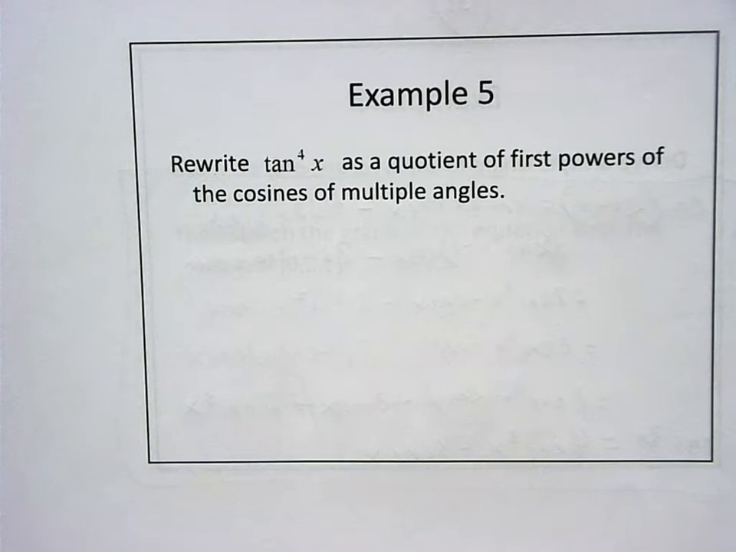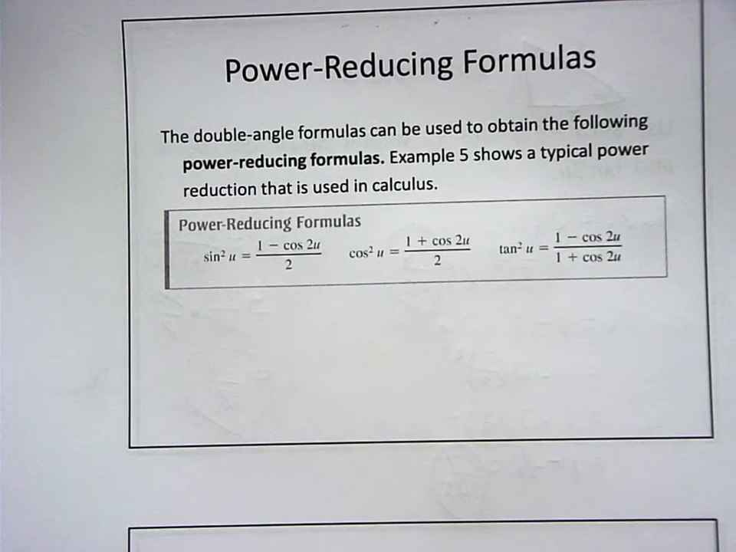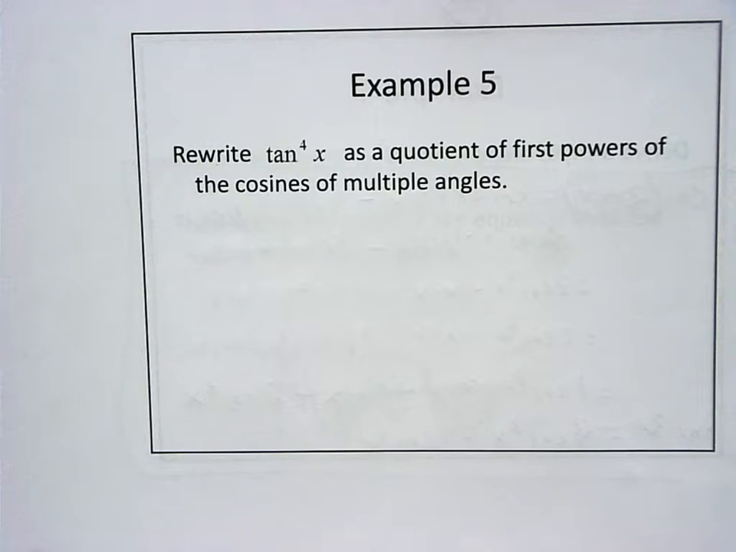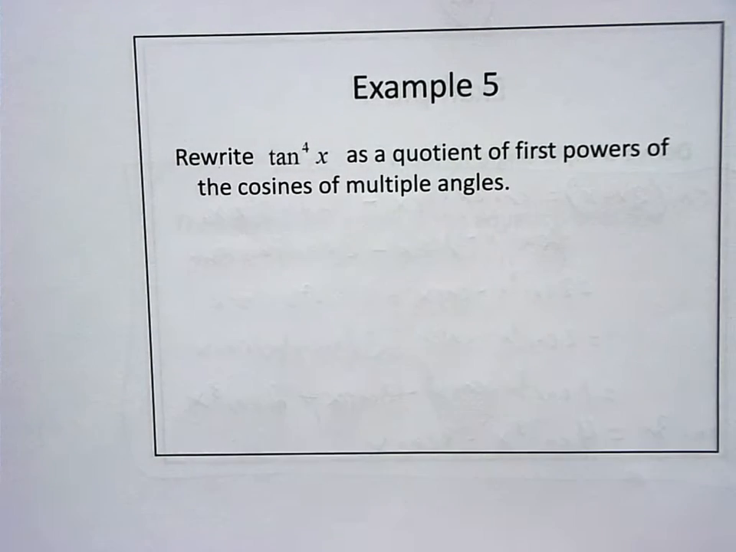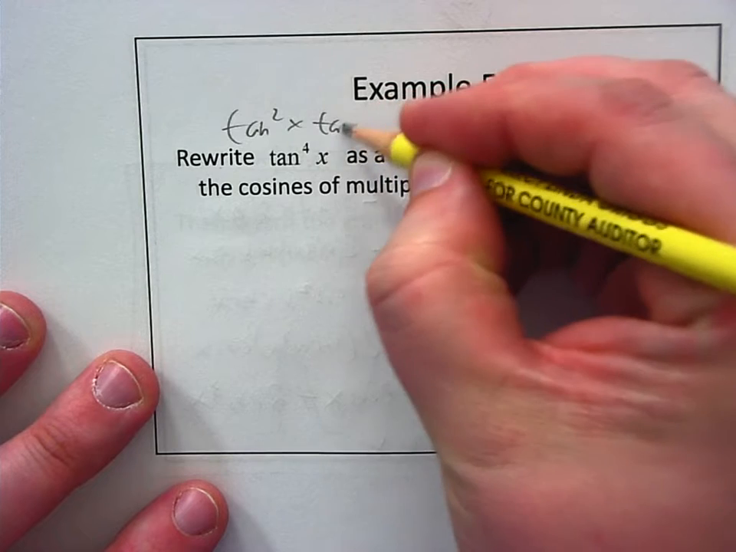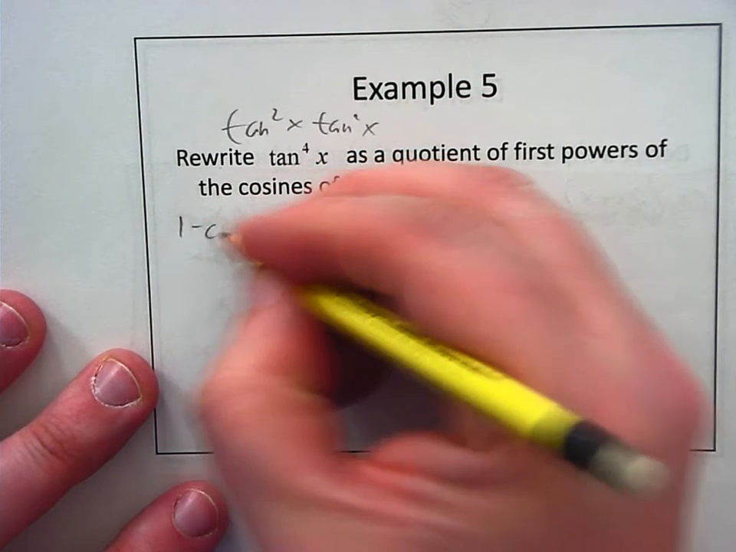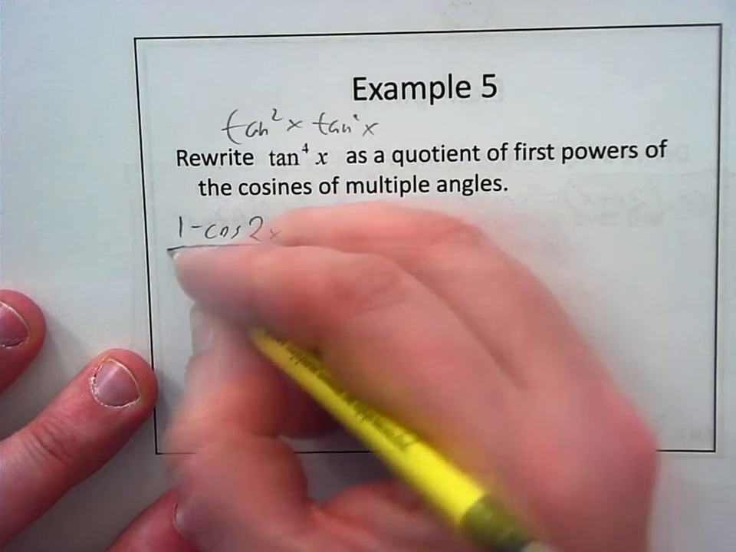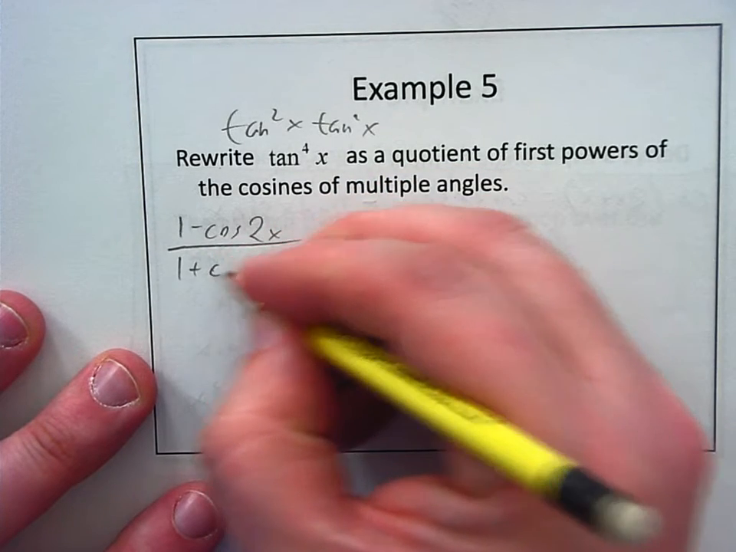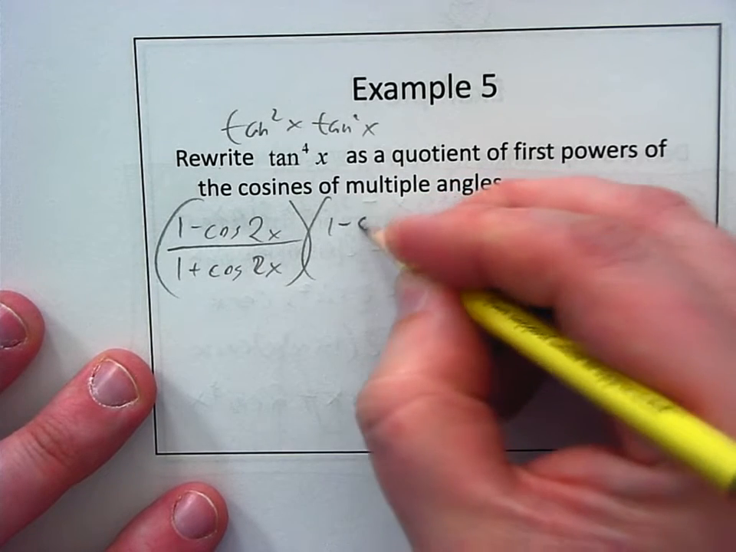Now, tangent to the 4th, I don't have a direct formula for that up here, but I do have tangent squared. So what can I do with tangent to the 4th? Tangent squared x, tangent squared. Yeah, tangent squared squared essentially. So you have tangent squared times tangent squared. So I'm going to replace this with tangent squared x times tangent squared x. Then I'm going to replace both of those tangent squared x with 1 minus cosine 2x over 1 plus cosine 2x. And then I'm going to multiply these together.